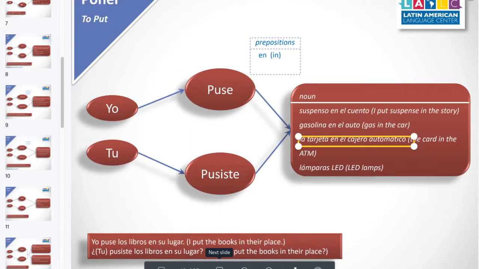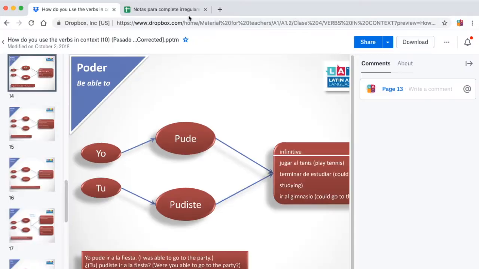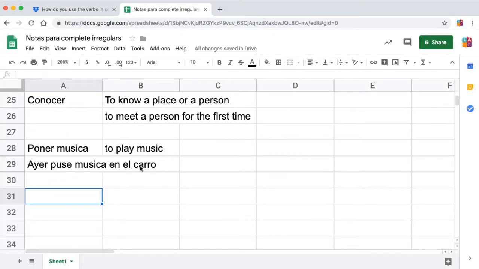Después, the next one, pude. Remember, it changes, but pude is I could, right? So I could play tennis. I could finish studying. I could go to the gym. I could, you could, she could, we could, they could, okay? Or also, I couldn't go to your party. I'm sorry. O sea, por ejemplo, lo siento, right? I'm sorry, lo siento. Yo no pude ir a tu fiesta. I'm sorry, I couldn't go to your party, right?